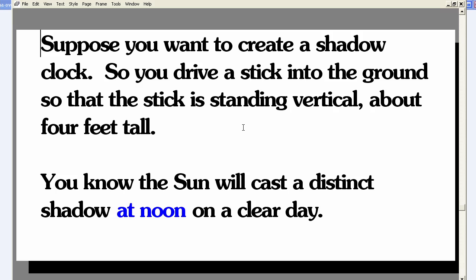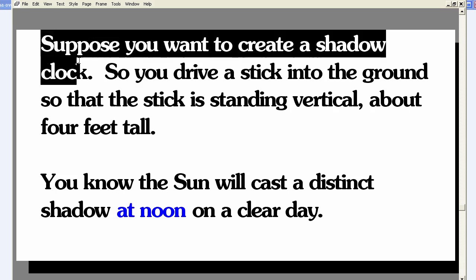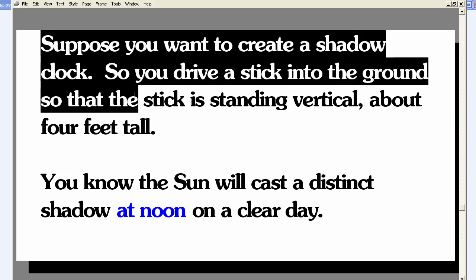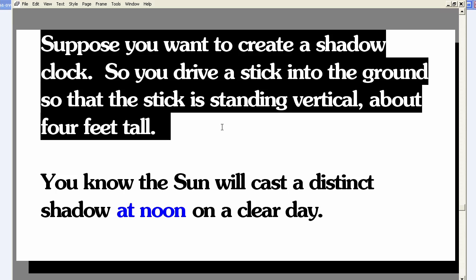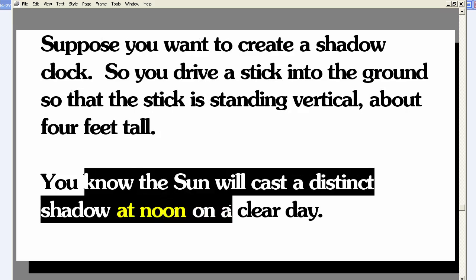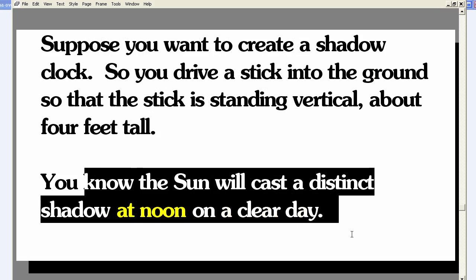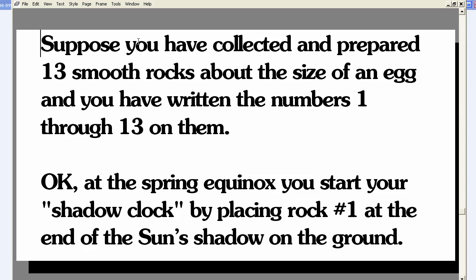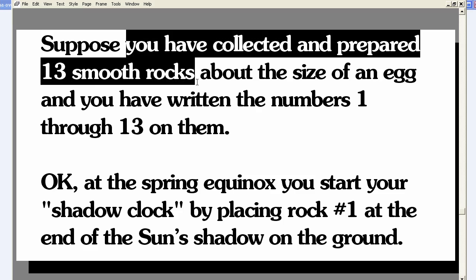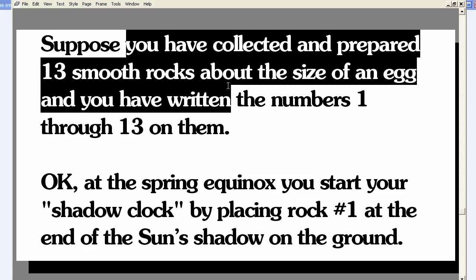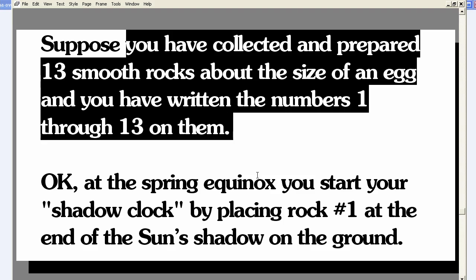Notice how it works. Suppose you want to create a shadow clock. So you drive a stick into the ground so that the stick is standing vertical, about 4 feet tall. You know the sun will cast a distinct shadow at noon on a clear day. Suppose you have collected and prepared 13 smooth rocks, about the size of an egg, and you have written the numbers 1 through 13 on them.